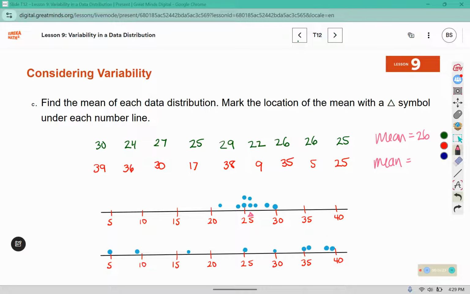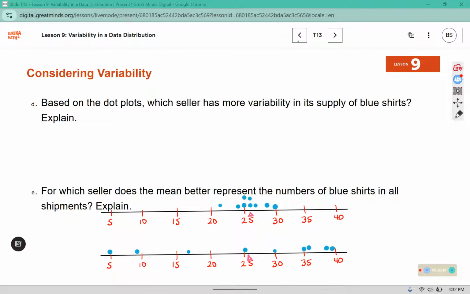Then for the other distribution, 39, 36, 30, 17, 38, 9, 35, 5, and 25 also comes out to 234. Then divide that by 9 gives us a mean of 26 as well. Based on the dot plots, which seller has more variability in its supply of blue shirts? Explain. You can see that Shirts Plus is more spread out, so it has more variability.